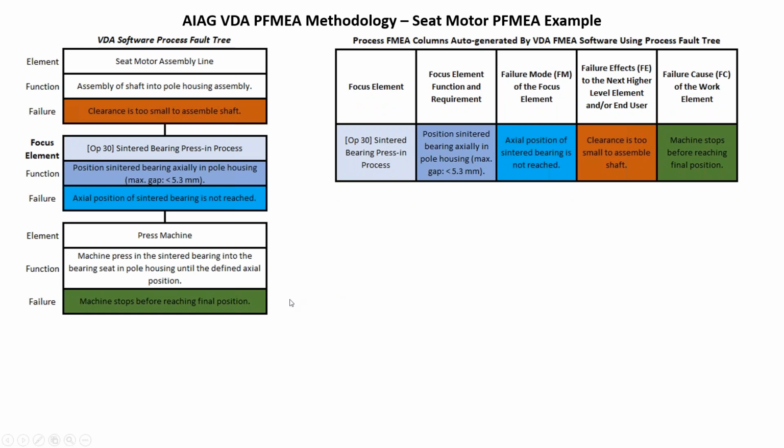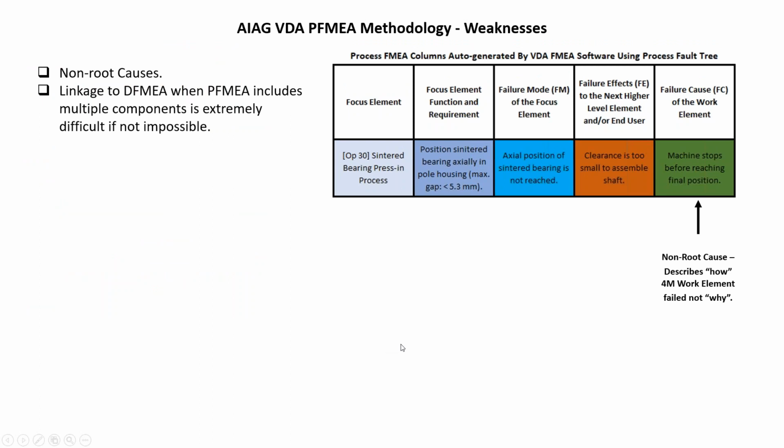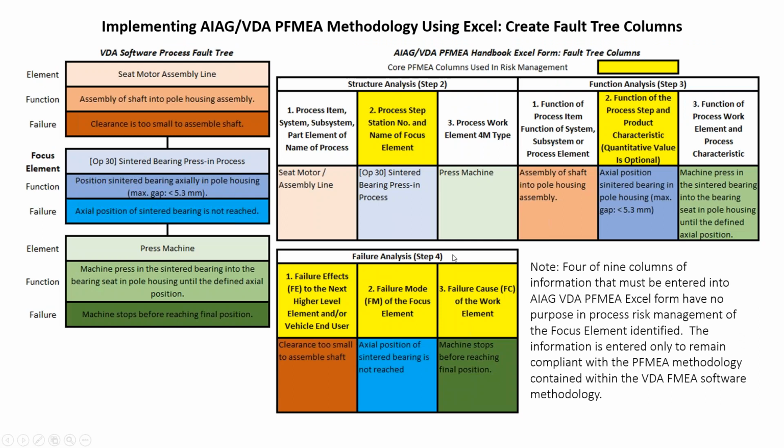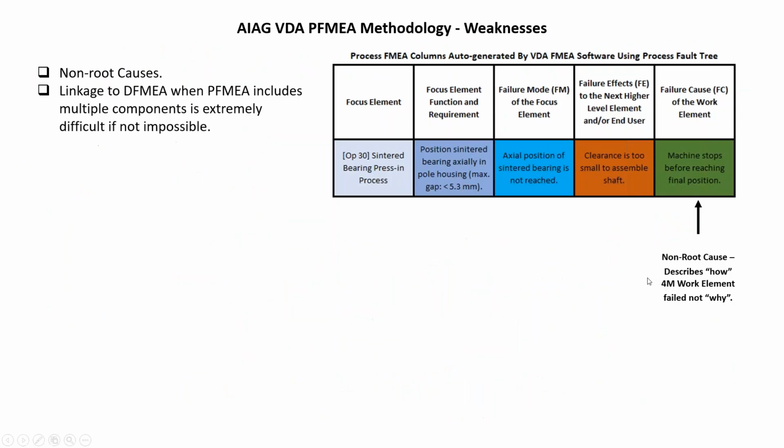That's not a root cause. We've got to ask the question, why did we stop? Did something wear? Did something fail? Was there contamination buildup? I apologize. You need to get to the root cause here. And one of the things you'll see, start with the AIAG-VDA FMEA manual, start with any of the FMEA manuals out there, any of the VDA manuals out there, you're going to see in most cases, there's some cases where they get it right. In most cases, you will see a non-root cause here. They will describe how the 4M element fails because that's what the fault tree tells them to do, and the fault tree automatically populates the cause column.